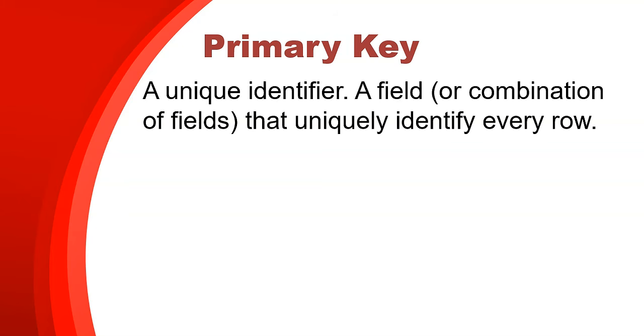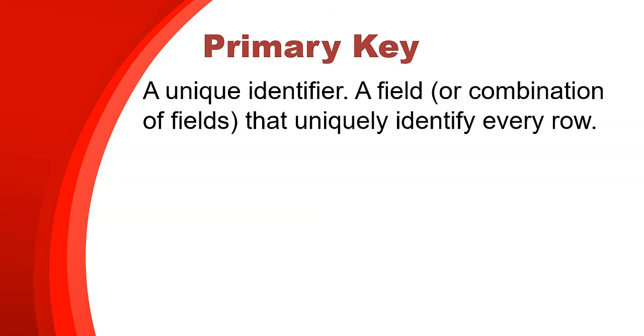Now, the final aspect of a table that I want to talk about is the primary key. They normally recommend that your tables have a primary key. Now, what is a primary key? Well, it's a unique identifier. It's a field or combination of fields that can uniquely identify every row. And they really encourage you to have that in your database tables so that they can find each record individually if you need to.